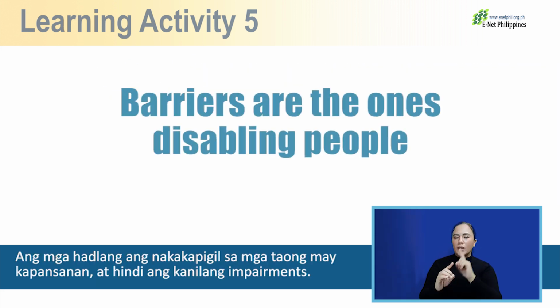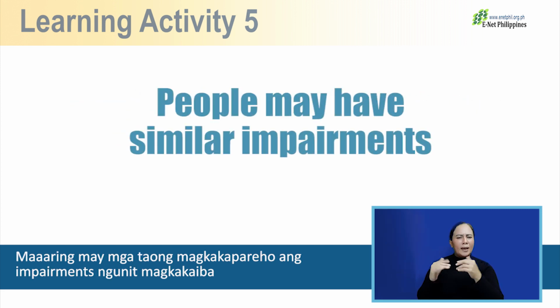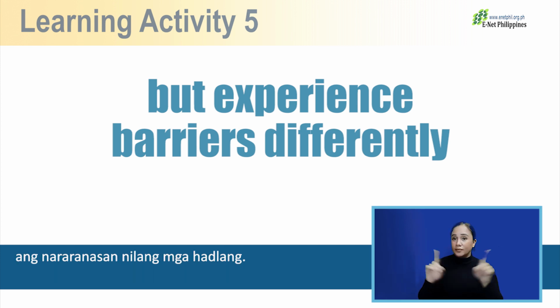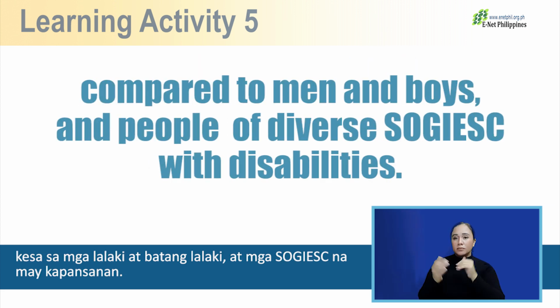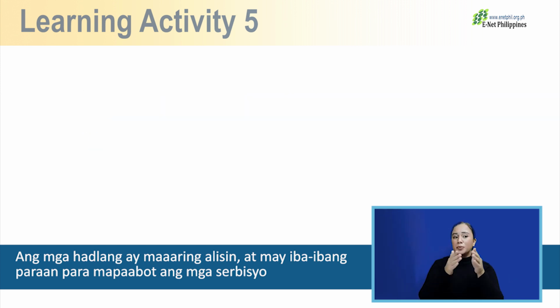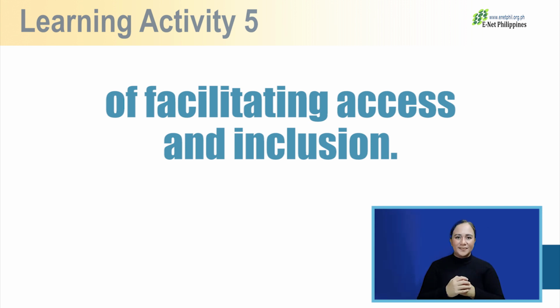Barriers are the ones disabling people, not their impairments. People may have similar impairments but experience barriers differently. Women and girls with disabilities may have a different experience of barriers compared to men and boys and people of diverse OGSC with disabilities. Lastly, barriers can be eliminated, and there are different ways of facilitating access and inclusion.